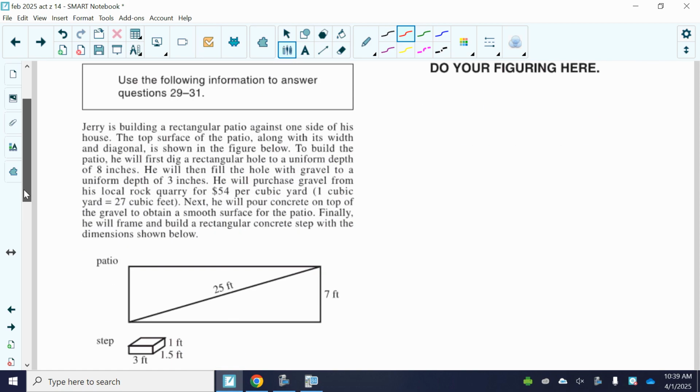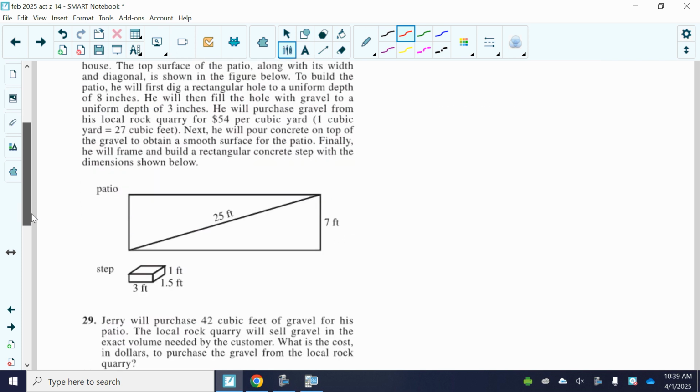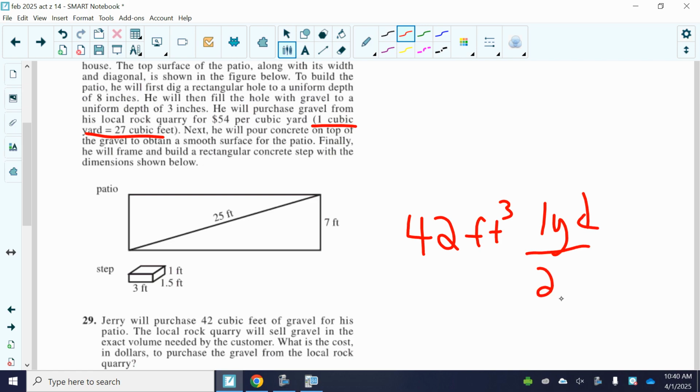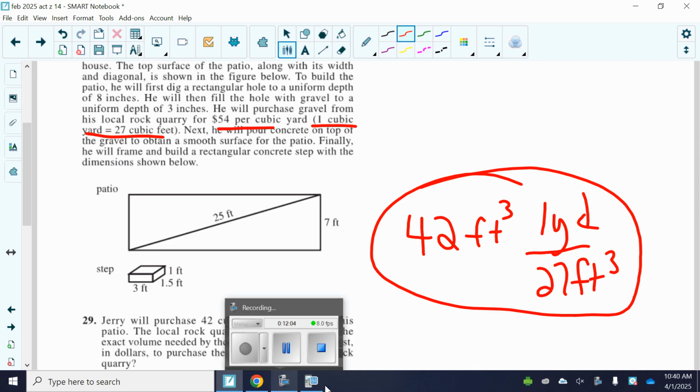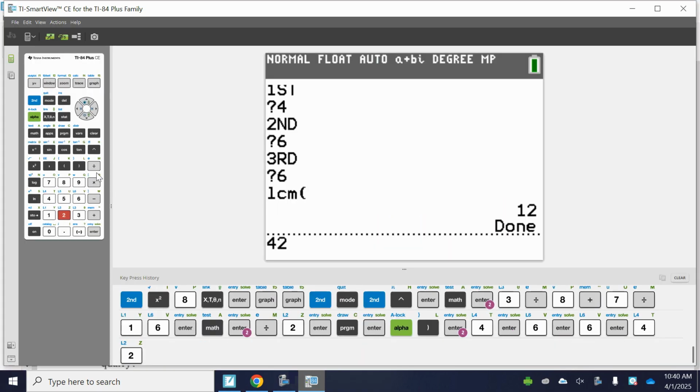Okay? This confused the heck out of me. So when I sound all confident and smart, it took me 1.5 years. First of all, he purchases 42 cubic feet of gravel. So that's 42 feet cubed. And it says up here 1 yard is 27 cubic feet. So I take my yard and divide by 27, and that's how much he purchased in yards, huh? And what does it say? It's $54 per yard. So that's how many yards he purchased. So go 42 divided by 27.